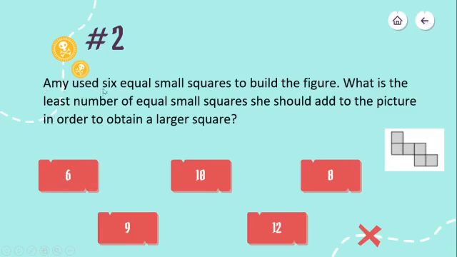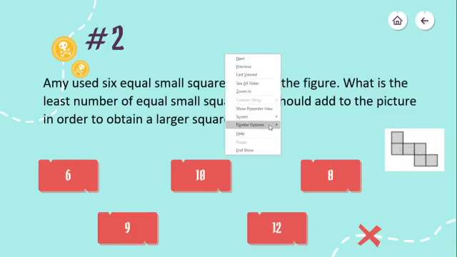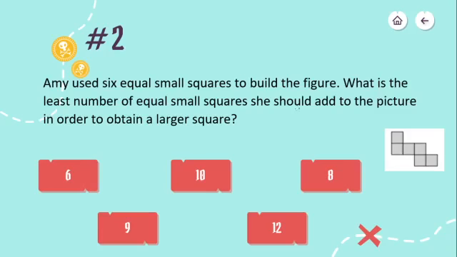Amy used 6 equal small squares to build the figure. What is the least number of equal small squares she should add to the picture in order to obtain a larger square? I will repeat the question. Amy used 6 small squares, okay, to build a figure 1, 2, 3, 4, 5, 6. What is the least number of small squares she should add to the picture in order to obtain a larger square? Okay, this is an easy one. I will explain it to you.